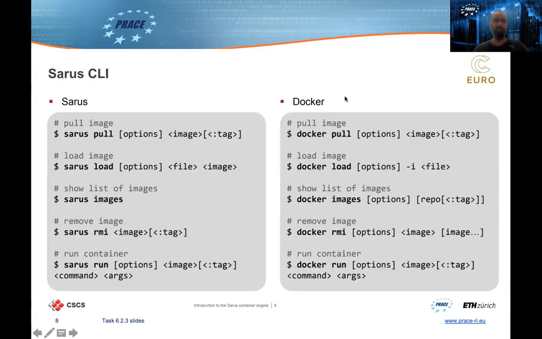And here, for those of you who know Docker, these are the Saros commands. This is for pulling a container image from a public repository, similar to the Docker pull, and then load if you have the image in a file, and list the images and remove the image and run. This is similar to the Docker commands.